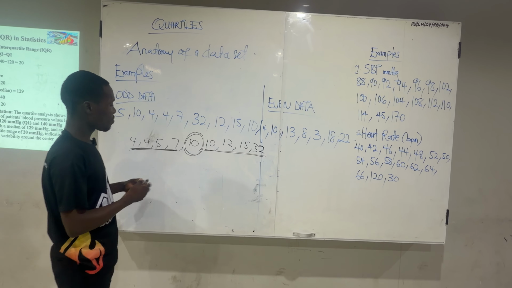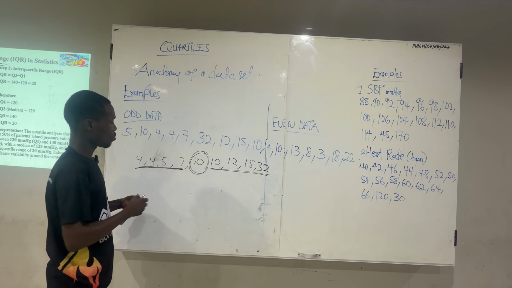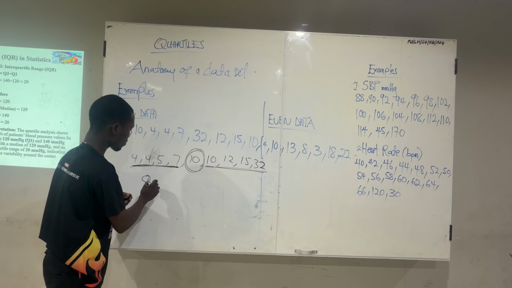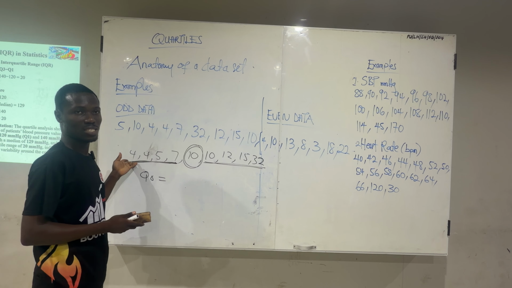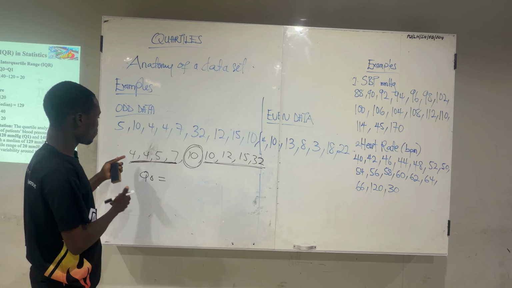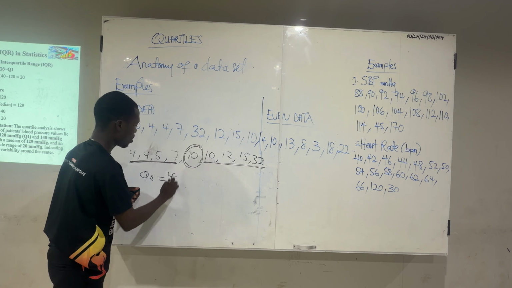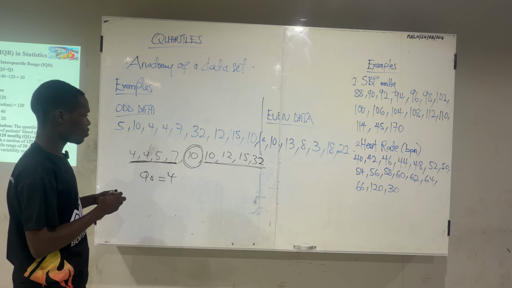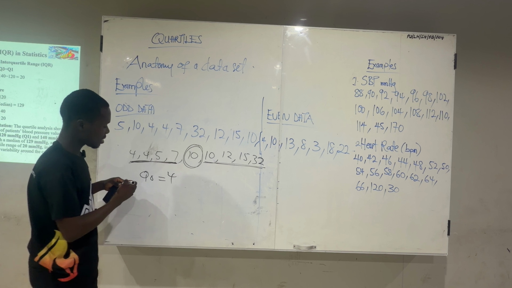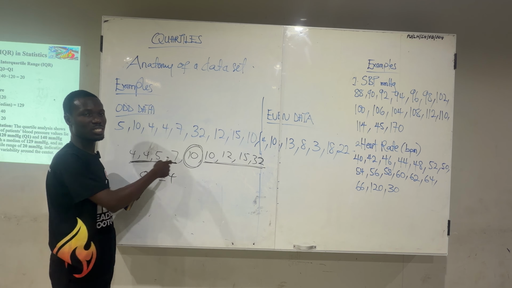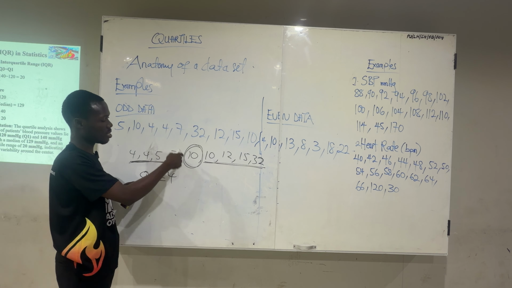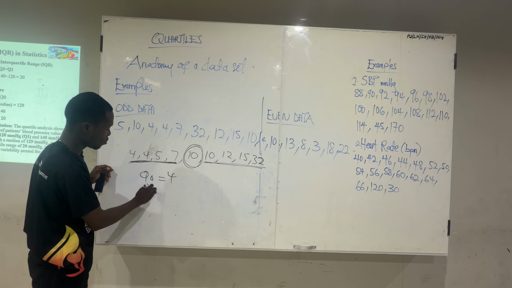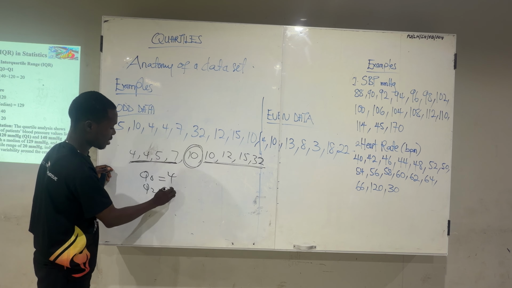So you can first solve the Q0. Q0 simply means the lowest value of the data set. And in this case, 4 is our Q0. Then we can also get our Q2. Q2 is the same as the median over here, so it's the same as the median number. So Q2 is 10.